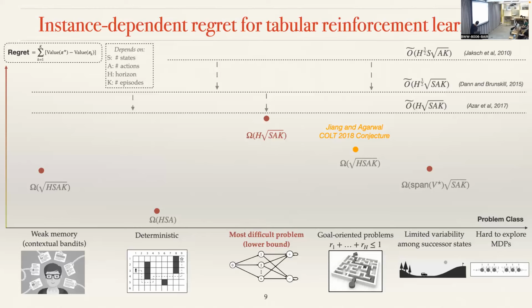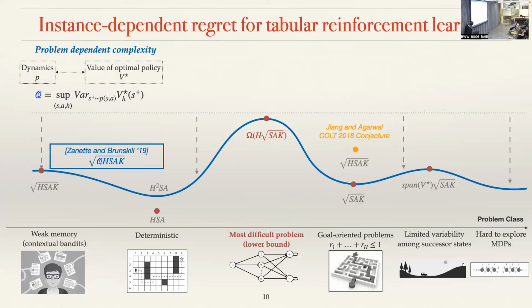Now, the question that we ask is, if we treat these problems as tabular problems, where we have an explicit representation of the state and action space and the dynamics, what do these easy problems have in common? Can we identify some common characteristics and try to measure how hard they are, and can we learn faster if the actual problem instance that we face belongs to some of these subclasses? Well, we gave a positive answer to this, and we proposed first a problem-dependent complexity, and then an algorithm based on that, that had certain specific properties.